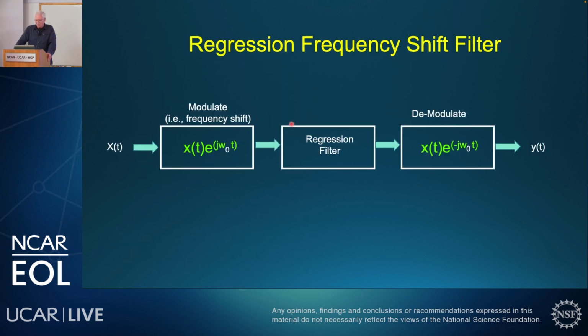What I'm proposing is that you take that input signal and do a frequency shift, one of those Fourier transform pairs that we all know, and modulate the frequency that we want to filter to zero velocity. And that's over here. Then you can apply the regular regression filter to it. And then after you're done filtering, you just demodulate the signal, multiply by e to the minus j omega t, and then you get your output signal. Sounds simple, right? Well, it actually is.